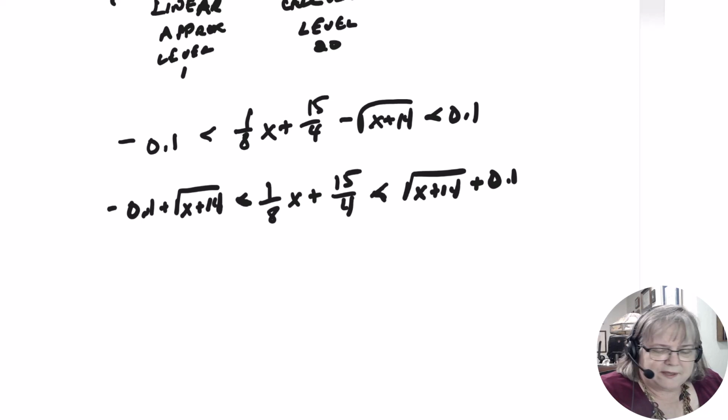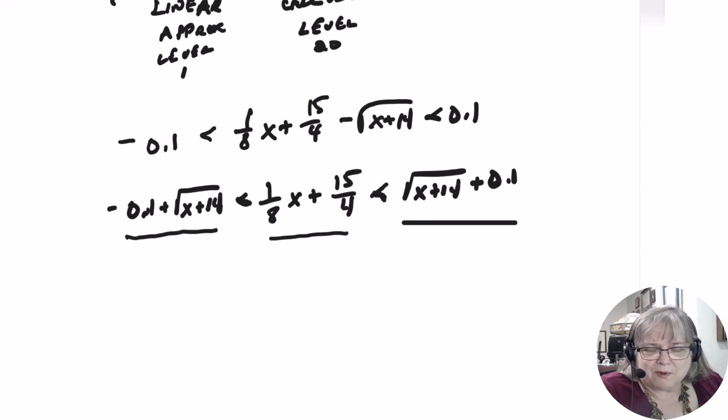All right, so what this is saying is that the linearization has to be within the actual value plus 0.1 or the actual value minus 0.1 in order to meet my criteria, right? So what are we going to do with that?